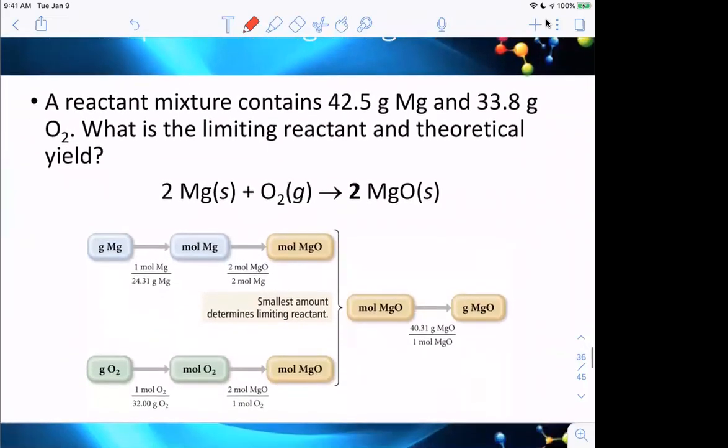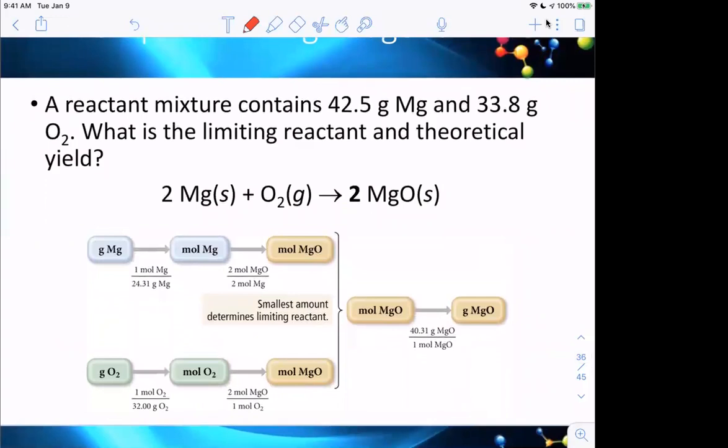So here's an example. One way I can tell that I'm encountering a limiting reagent problem is that I have two amounts of reactants. So here's my reaction. Two magnesiums react with one O2 to form two magnesium oxides. The question is, what is the limiting reactant and how much of the product can I actually make from that amount of limiting reagent? Well, I'm going to use regular stoichiometry.